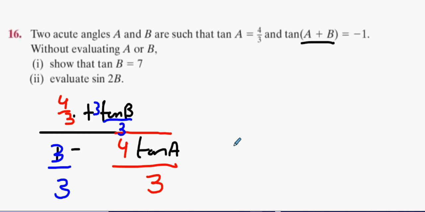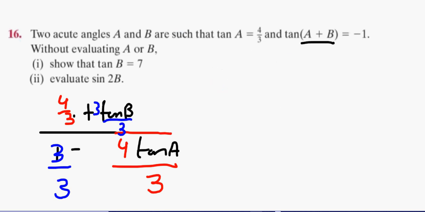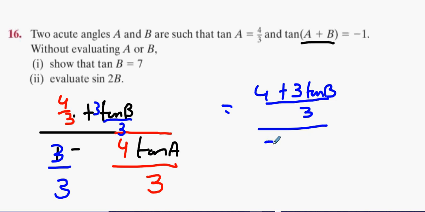So what do we mean by fuse them? You always forget, but look, fusing would mean something like this. Instead of having 2 denominators, I just write 1 denominator. So, what happens when I fuse the top part, Joe? What does it look like? 4 plus 3 times tan B. Yeah. Over 3. Okay. And on the bottom? 3 minus 4 times over 3.